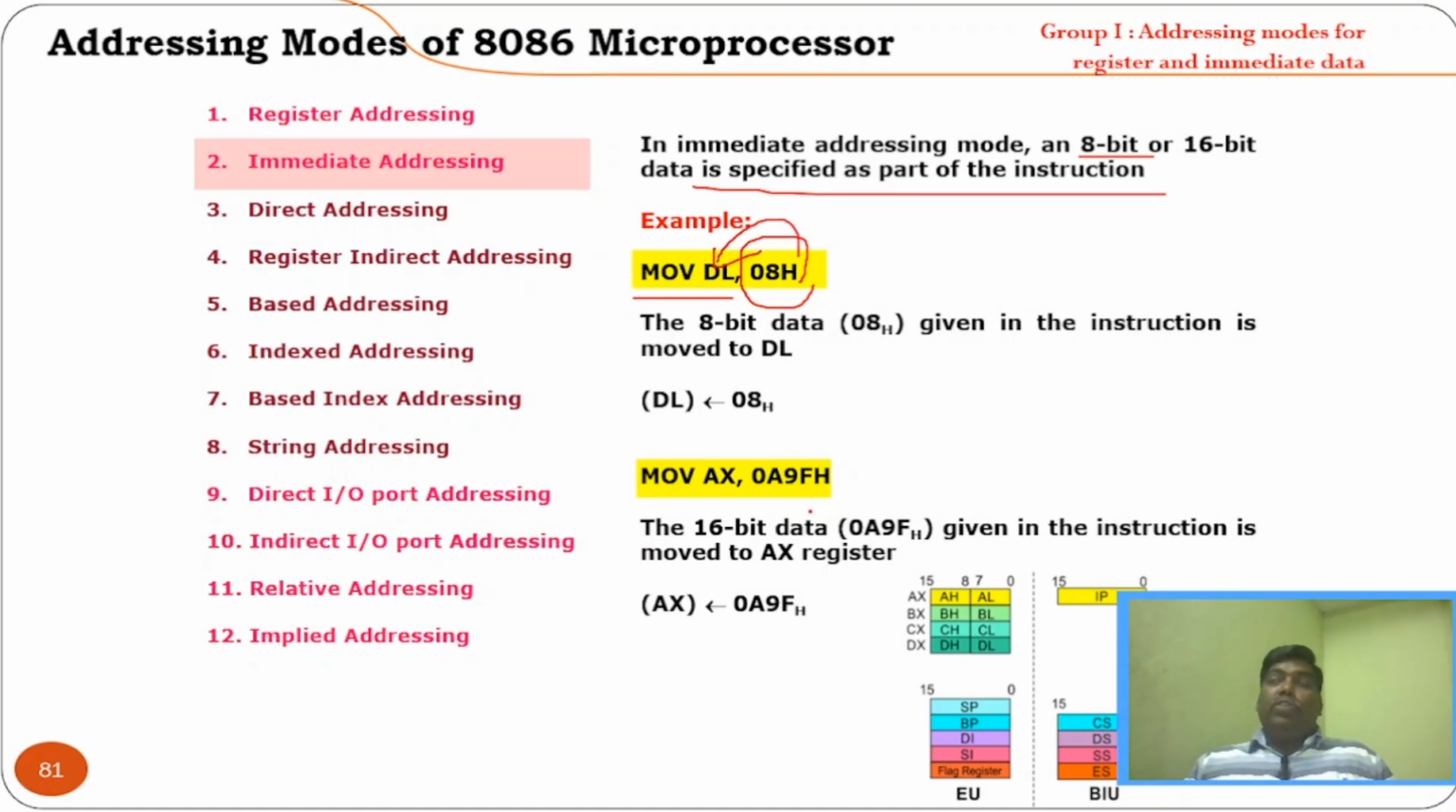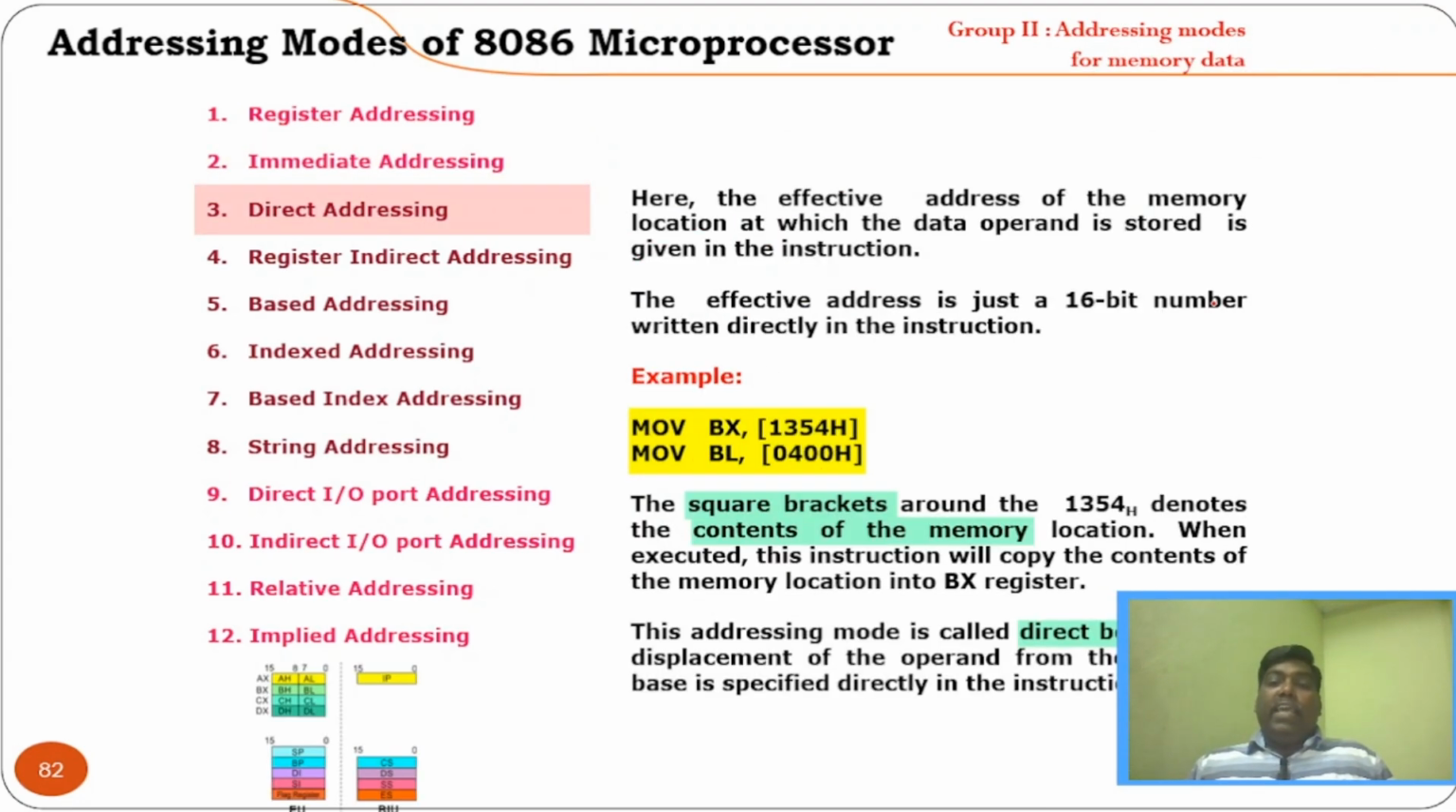Similarly, we can use 16-bit data, where this is 16-bit data and we use a 16-bit register here. What will this instruction do? It will move the 16-bit data to this particular register. So that is about immediate addressing. Whenever we give data directly to the instruction, that is called immediate addressing. Now we will see what direct addressing is. I have already said what direct addressing is.